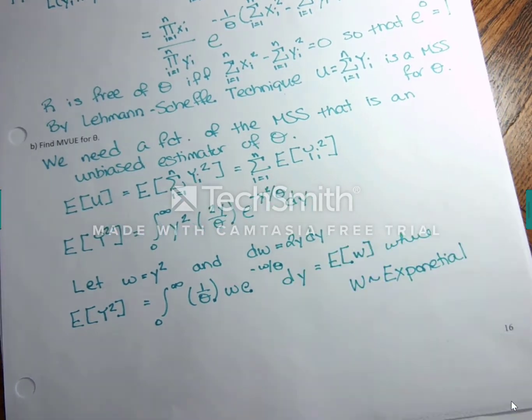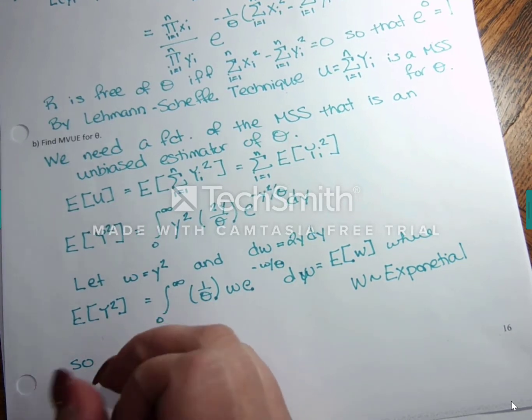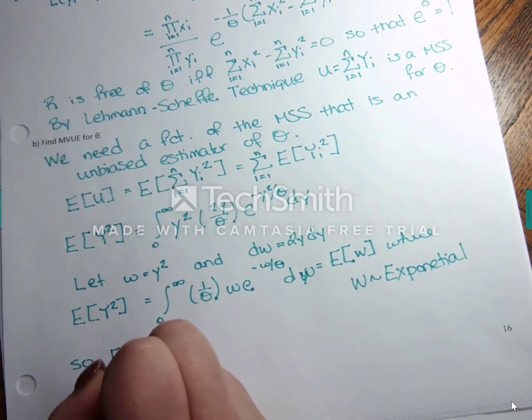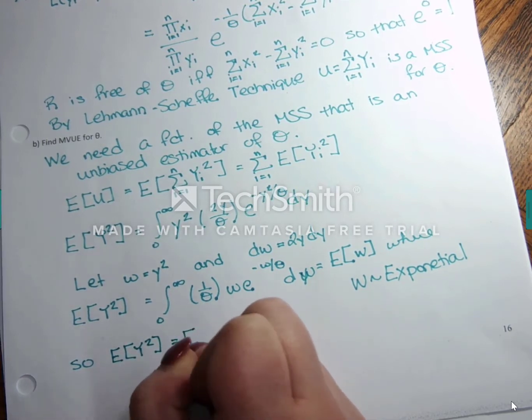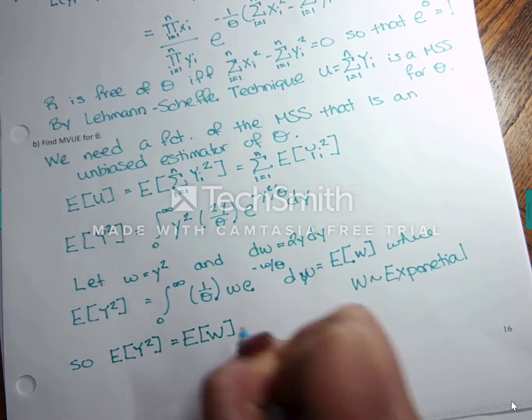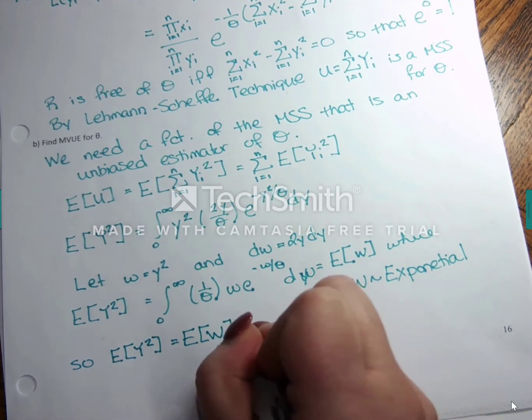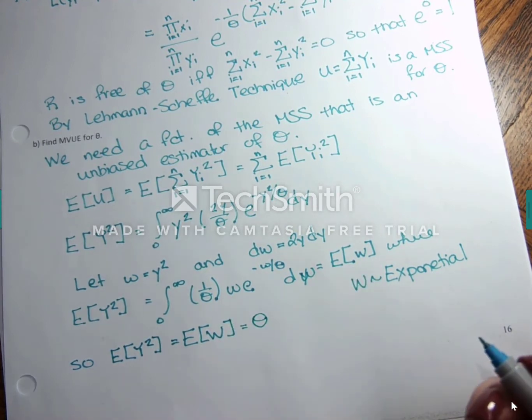And I just realized I believe I should have dw here. So what that tells us is we don't actually have to integrate this, because the expected value of y squared is equal to the expected value of w, where w is distributed exponential. So this is just equal to theta.